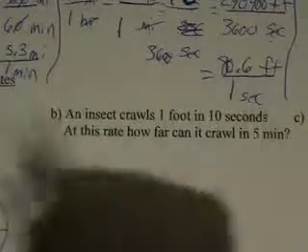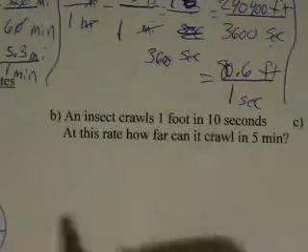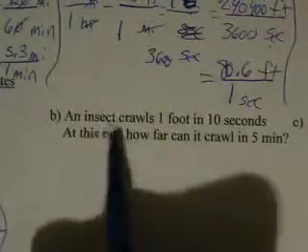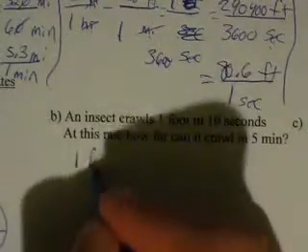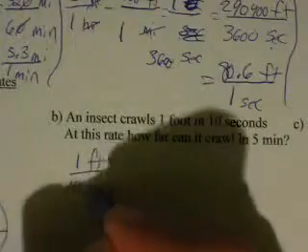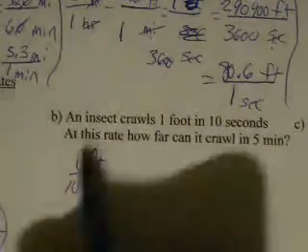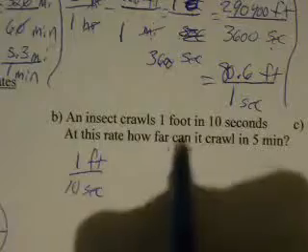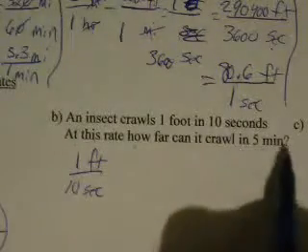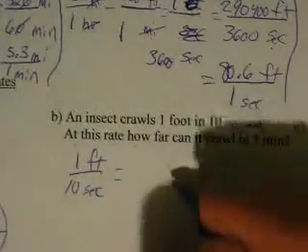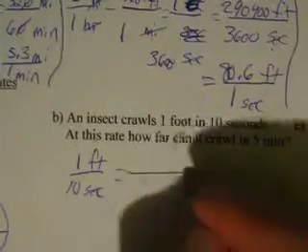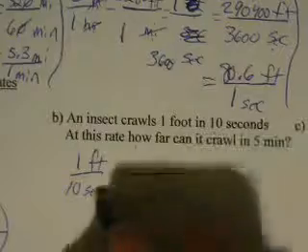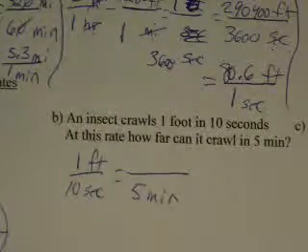Okay, let's try letter B. Same idea. This time instead of which is a better buy, we're just looking at an insect crawling. It says an insect crawls 1 foot in 10 seconds. Let's see. 1 foot in 10 seconds. All right, keep reading. At this rate, how far can it crawl in 5 minutes? All right, so I need 5 minutes. How far can this go in 5 minutes?